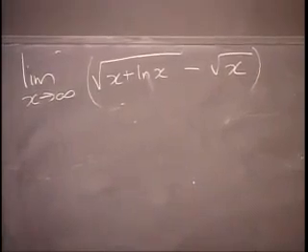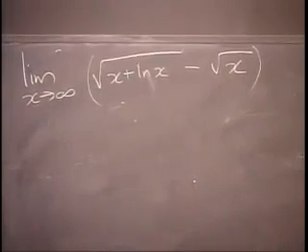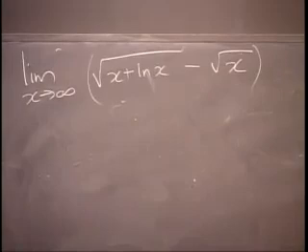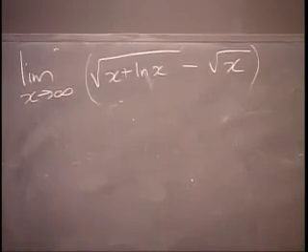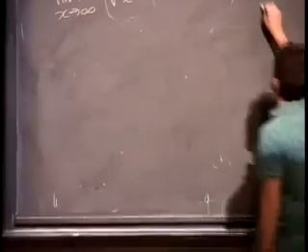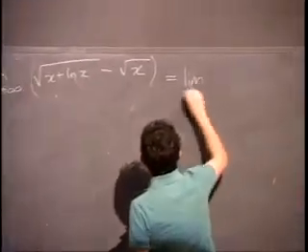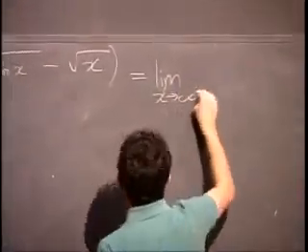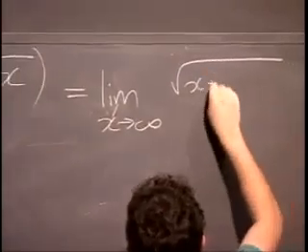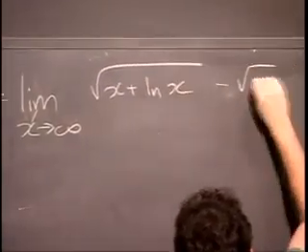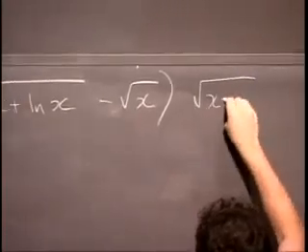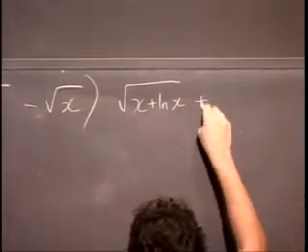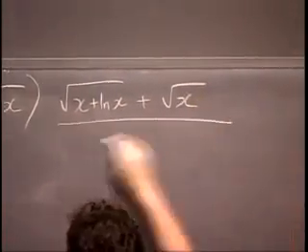So the deal here is, it's not a fraction. It's not even the difference of two fractions. So it's not so easy to write it as a over b. But you can do it if you recognize that it just has to be multiplied by a conjugate expression. So let's write it out again and multiply it by the conjugate expression: the square root of x plus log x, plus the square root of x, over itself.